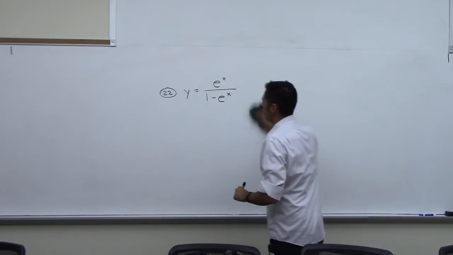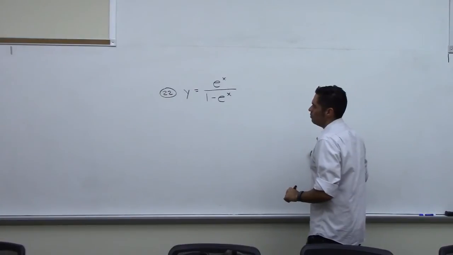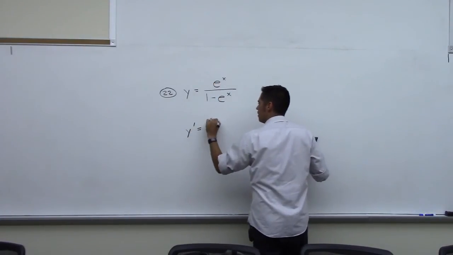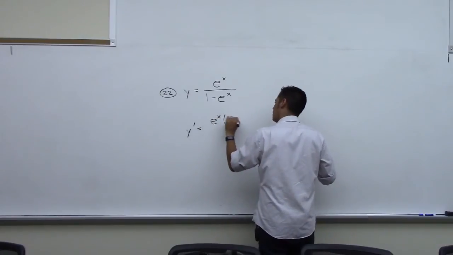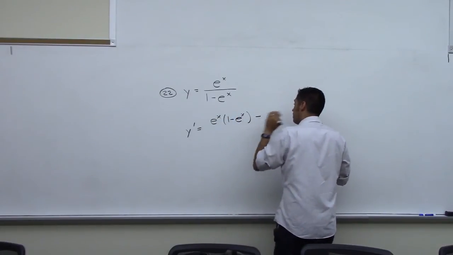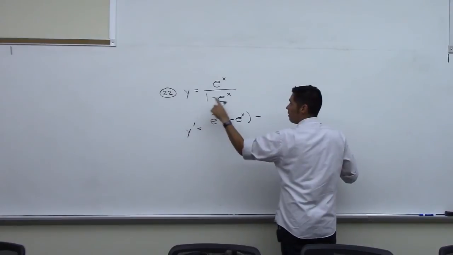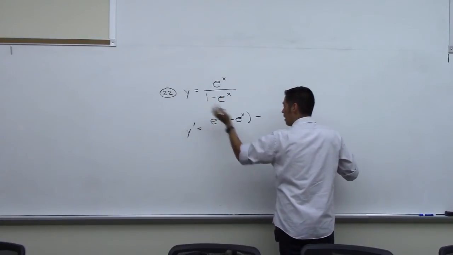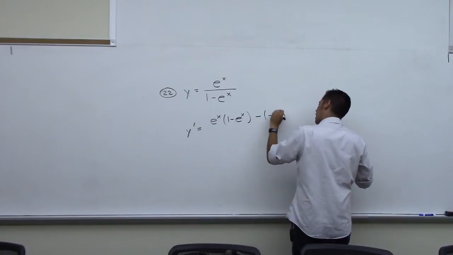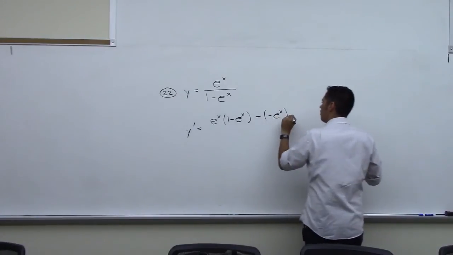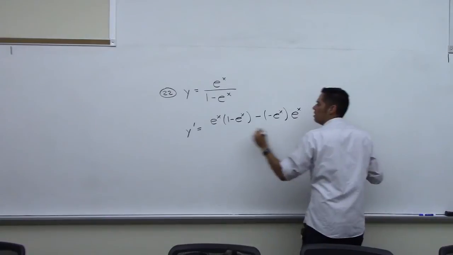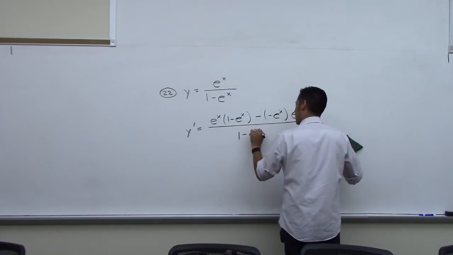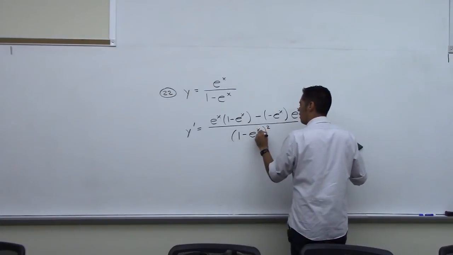All right, quotient rule here. Derivative of the top is itself, times the bottom, minus derivative of the bottom. Derivative of 1 is 0. Cover up the minus. Derivative of e to the x is itself, but it's minus. So negative e to the x times the top, which is e to the x, all over the bottom, which is 1 minus e to the x squared.